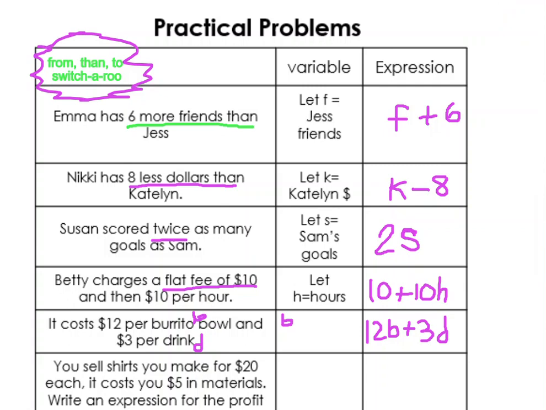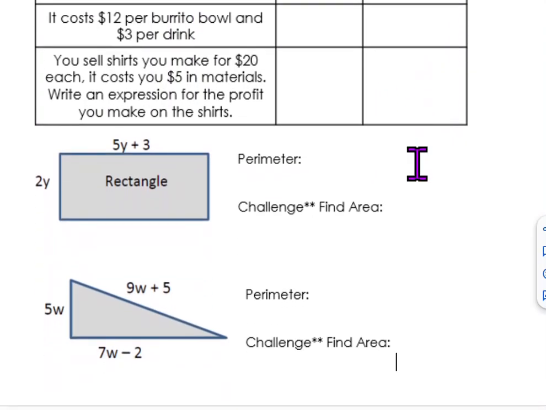All right, let's keep going on. I think we got a couple more to do. Ooh, yeah, we do. Look at these. All right, so we just did the burrito bowl one. You sell shirts and you make $20 each. It costs you $5 in material. Write an expression for the profit of the shirts that you make. So you sell each shirt for $20, right?